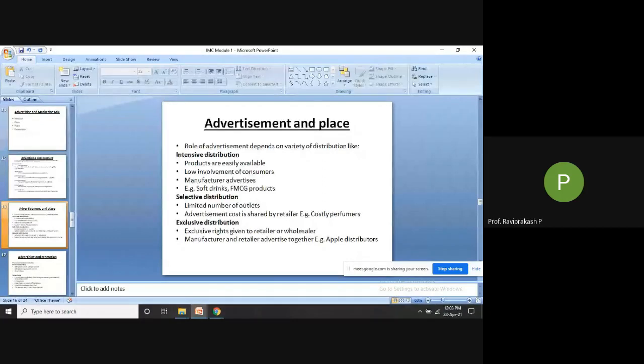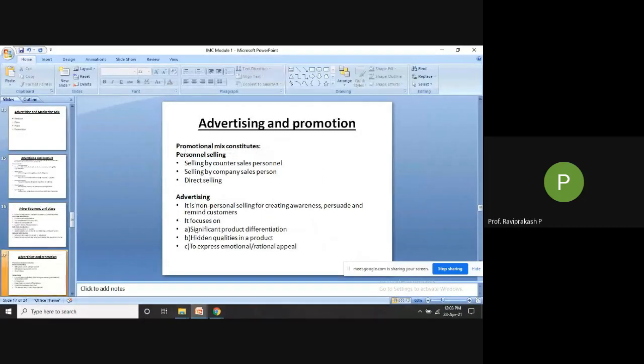Next comes advertising and promotion. The promotional mix constitutes personal selling, advertising, and there are two further elements. First we'll go with personal selling and advertising. So what is personal selling? Selling by counter by sales personnel. That means you go to a shop, there is a person, and cross counter selling is being done. That is personal selling. Selling by a company salesperson.